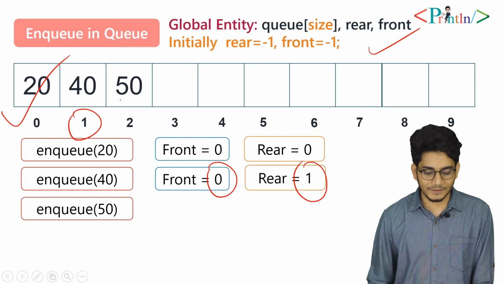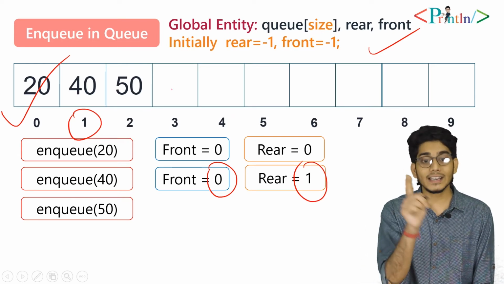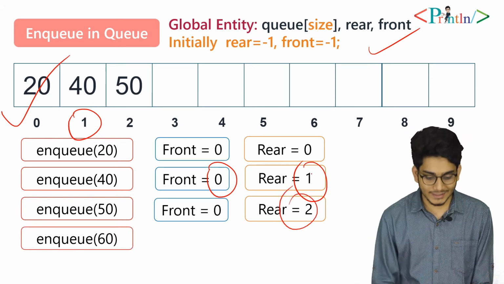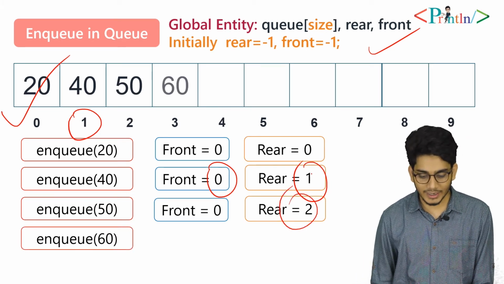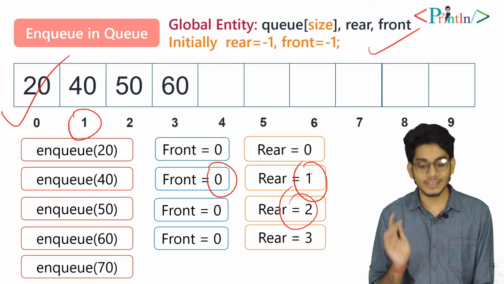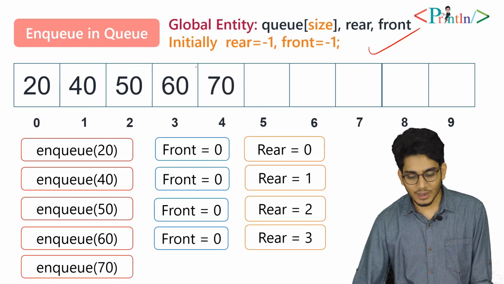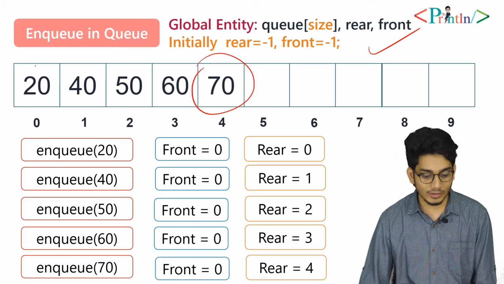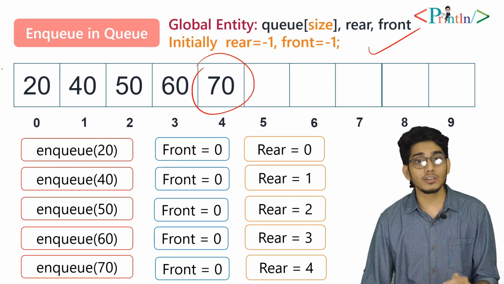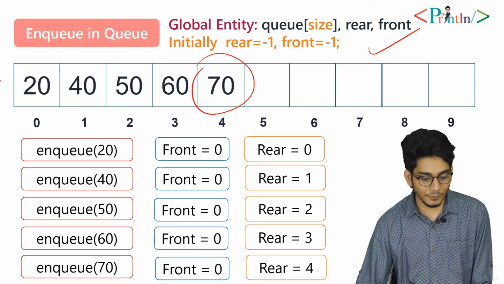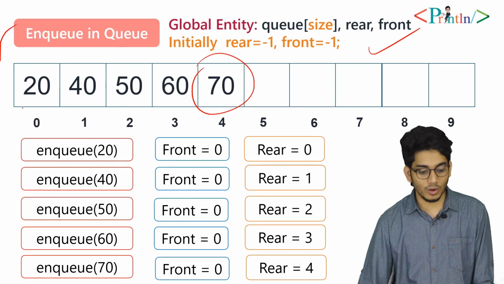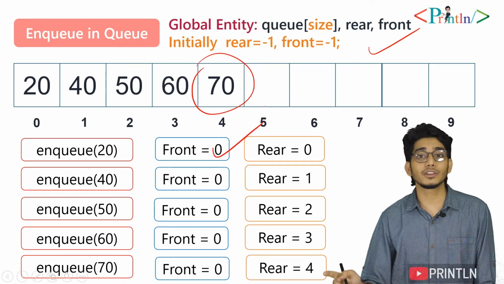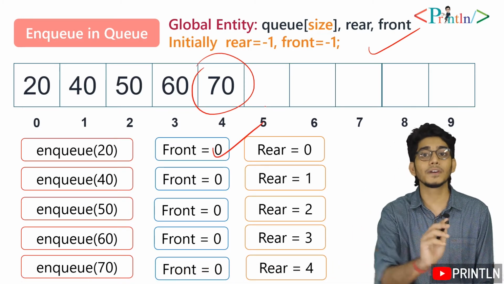If you enqueue 50, what will be the value of front? It will still be 0 and the rear will be 2. If we enqueue 60, the front will be 0 and the rear will be 3. If you enqueue 70, the front will be 0 and the rear will be 4. So why are we not moving our front counter? Whenever we perform the dequeue operation or delete anything, then we move our front pointer. Till now we haven't deleted anything, that's why our front is still 0. In my dequeue video I'll talk about how we can move our front pointer.